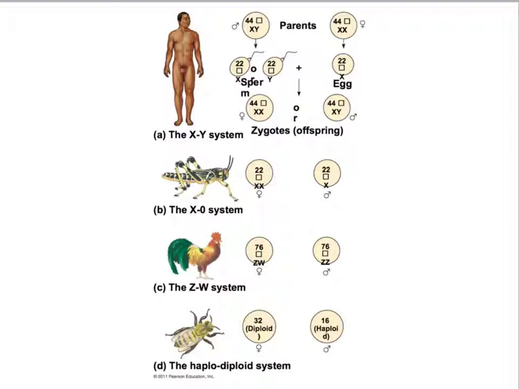Each ovum contains an X chromosome, while a sperm may contain either an X or a Y. Other animals, as shown here, have different methods of sex determination.